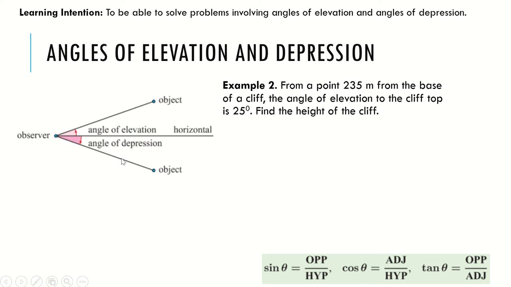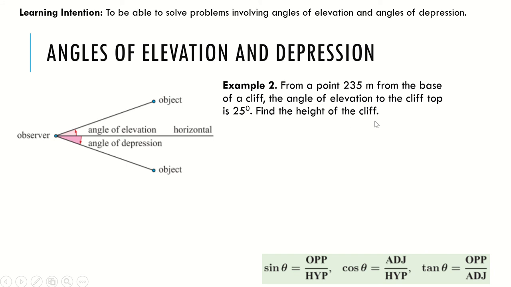Now an angle of depression is slightly different. An angle of depression is in between the horizontal and looking down to an object. This angle of depression is used when we're up high. So if we're up high on a balcony or a lighthouse, and we're looking down towards an object, the angle of depression is between the horizontal and the object, looking down to the object. We'll do an example of an angle of elevation and an angle of depression.